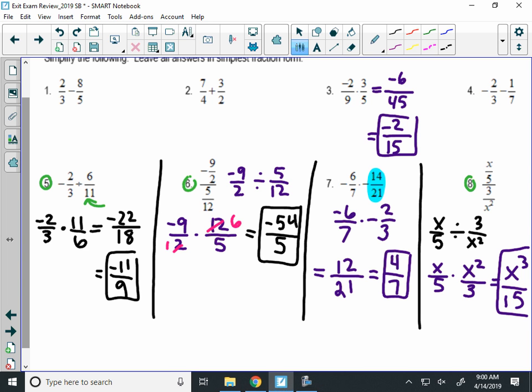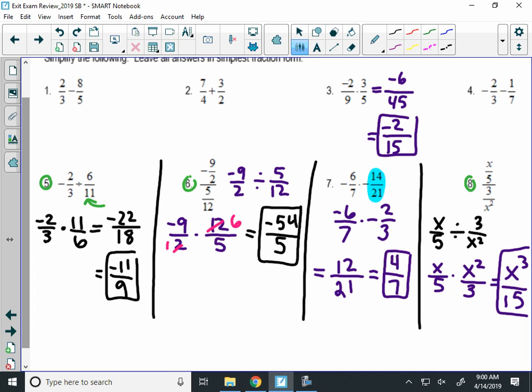All right, we did multiplication, we did division. Let's go back and do addition and subtraction. Numbers 1, 2, and 4 are all different because you must have a common denominator in order to add or subtract fractions together.